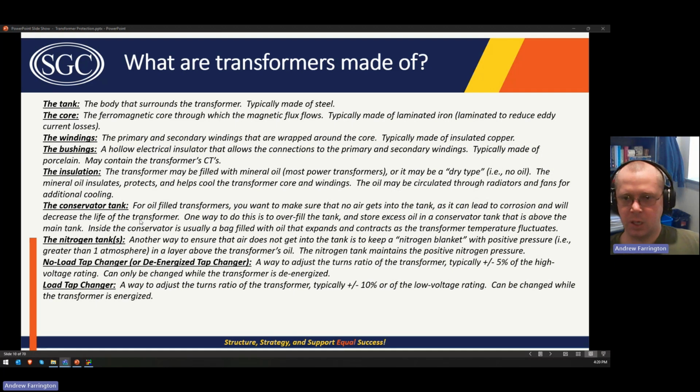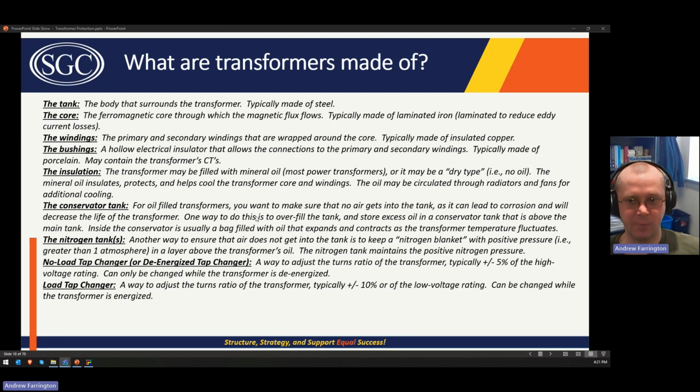The conservator tank. For a lot of oil-filled transformers, you want to keep the transformer tank completely filled with oil. So you don't want any air or other contaminants getting in there. But the problem with that is, as you have changes in the temperature of the transformer, as load increases and decreases and the ambient temperature around the transformer changes, the oil can expand and contract. So you need to account for that. You can't just top it right off with oil and then let it go.